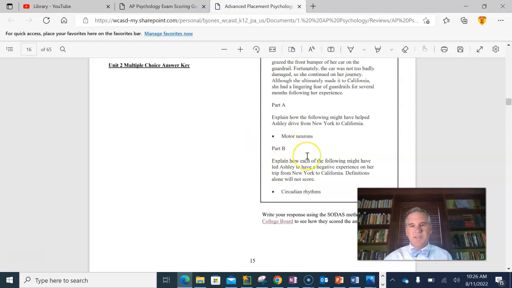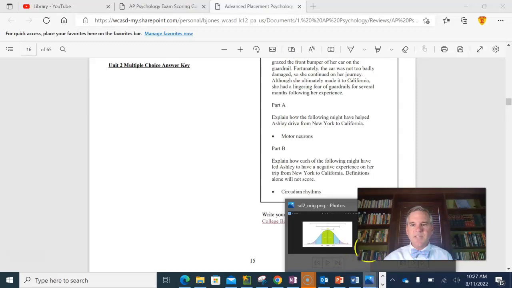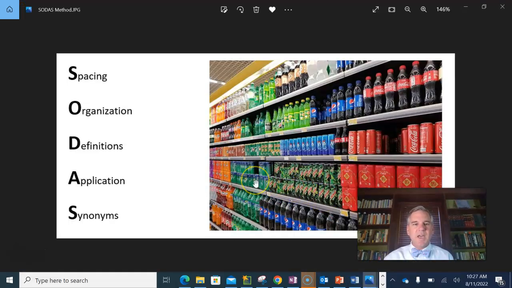Here's the strategy that I think you should use when you're writing your free response. It's called the SOTAs method. I did not come up with this. I wish I had, and if I knew who the originator of it was, I'd give them credit, but I don't know who the originator is. A number of AP psychology teachers use this method. And you'll notice that it's an acronym, for helpful remembering, the SOTAs method. So these are the 5 things that you're going to do: spacing, organization, definitions, application, and synonyms.